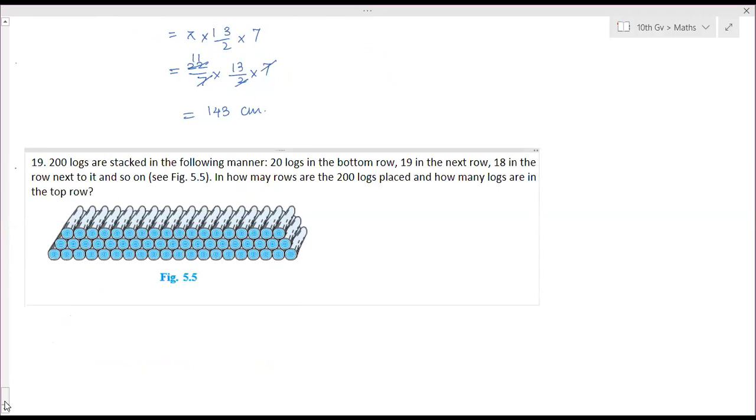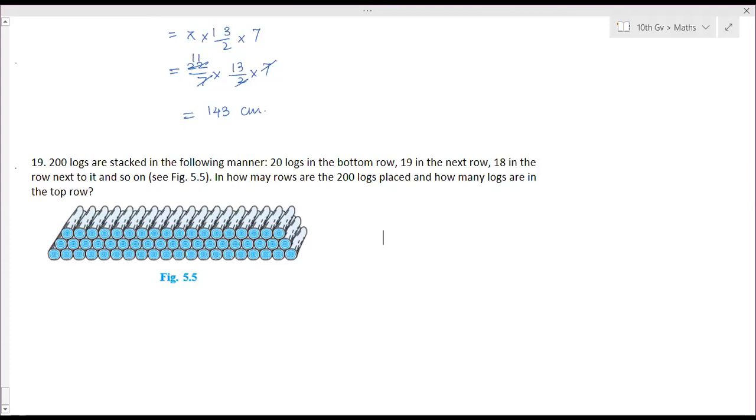Next question. 200 logs are stacked in the following manner: 20 logs in the bottom row, 19 in the next row, 18 in the row next to it, and so on. So that means one less log has been put upward each row. In how many rows are the 200 logs placed, and how many logs are in the top row? So what we have to do? You should find n and an.